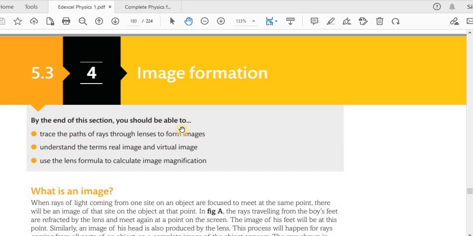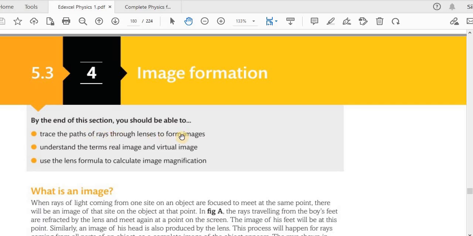By the end of this section, you should be able to trace the paths of rays through lenses to form images. Understand the terms real image and virtual image. I think even in the IGCSE or O-level classes, you would have learned about the real image, about the virtual image. Use the lens formula to calculate image magnification. How do we do this? Now, in the O-level class or IGCSE classes, you would not have learned this. But we will learn this in the A-level IAL class. We will learn that today in this video.